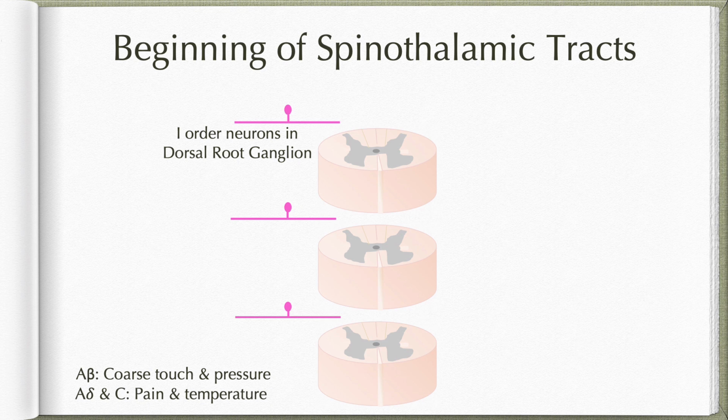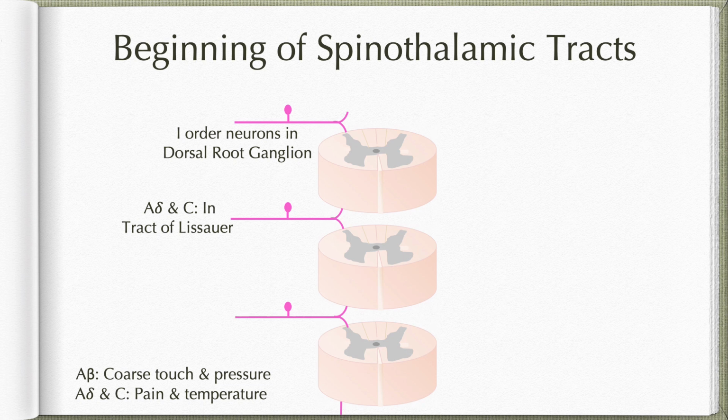The A delta and C fibers, because they are of smaller caliber, enter the spinal cord through the lateral stream of the dorsal root. Once they reach the spinal cord, they divide into ascending and descending branches and travel in the tract of Lissauer for a few segments upwards or a few segments downwards.